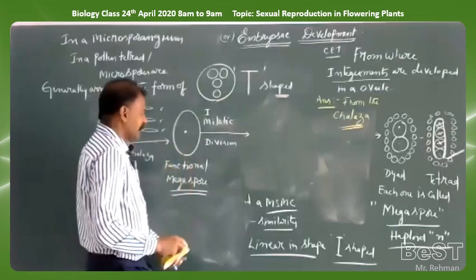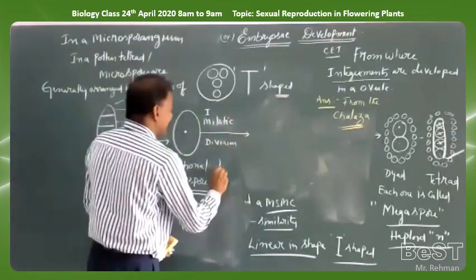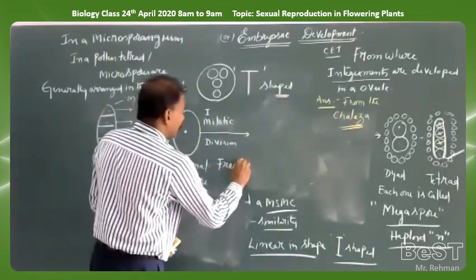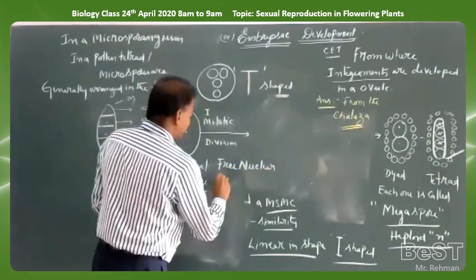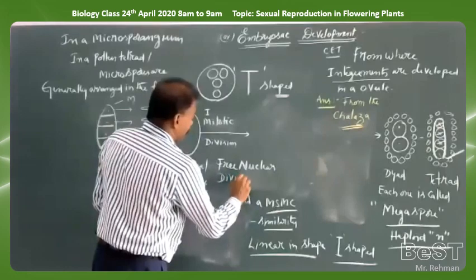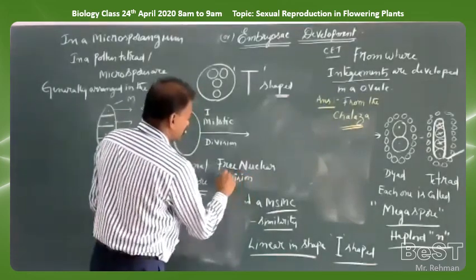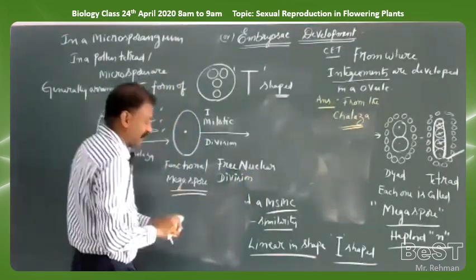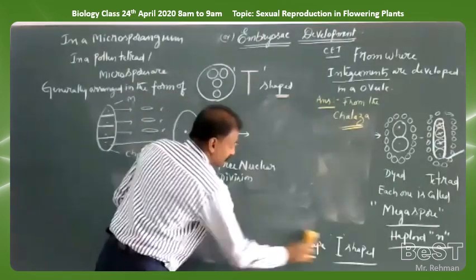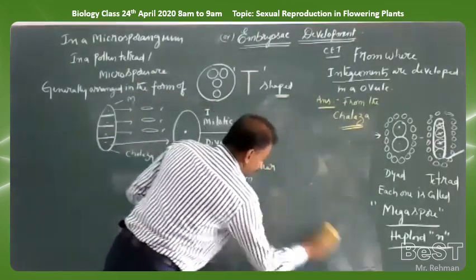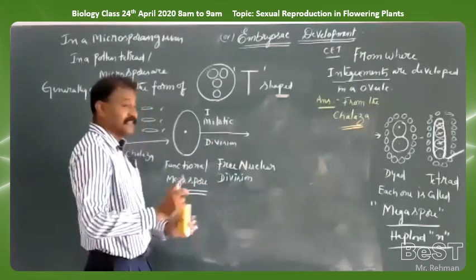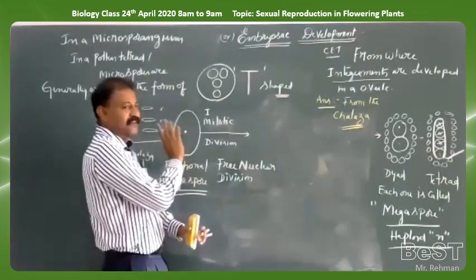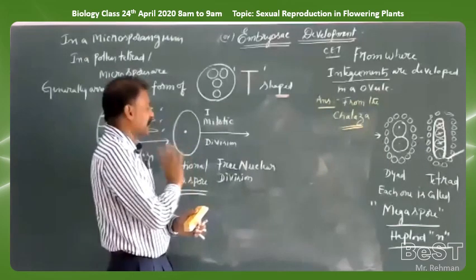But here, mitotic division is nothing but free nuclear division. It means only this nucleus will divide, the cytoplasm is not going to divide. Such a division is called free nuclear division. It means cytokinesis will not occur immediately, only karyokinesis occurs.